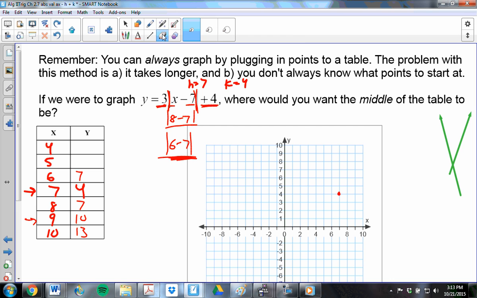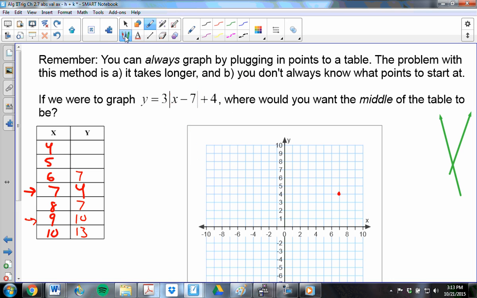So now I'll go in the opposite direction. I'm going to plug in 5. 5 minus 7 is negative 2. Absolute value makes that 2. Times 3 is 6, plus 4 is 10. This should be a 10. Then I'm plugging in a 4. 4 minus 7 is negative 3. Absolute value makes that 3. Times 3 is 9, plus 4 is 13.